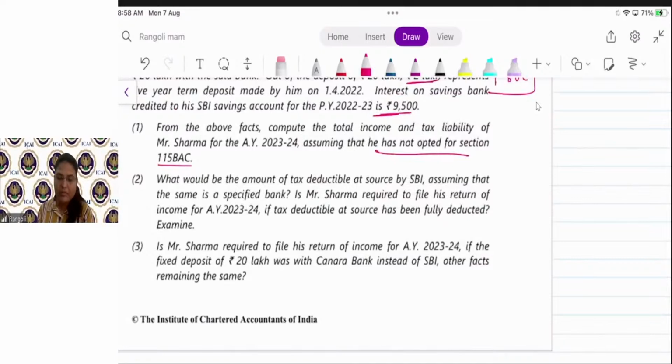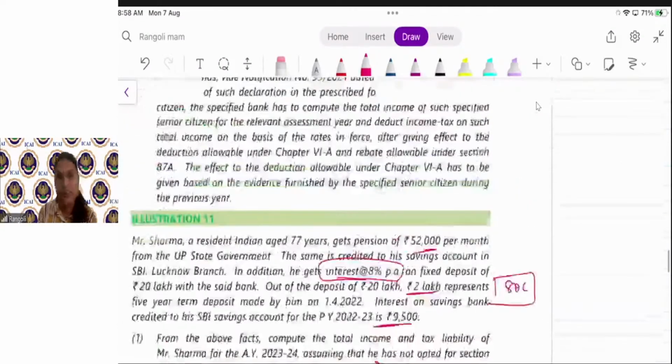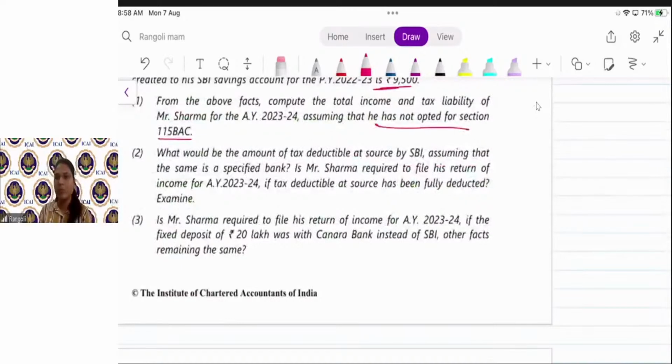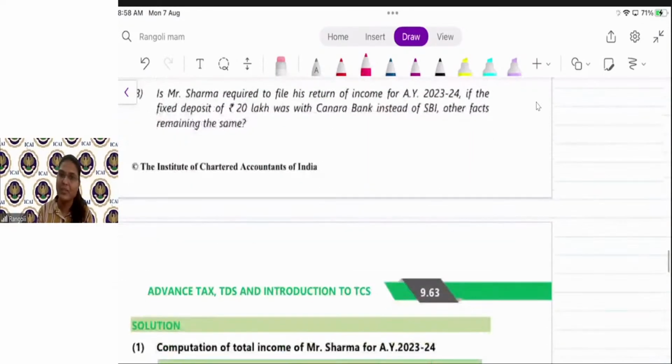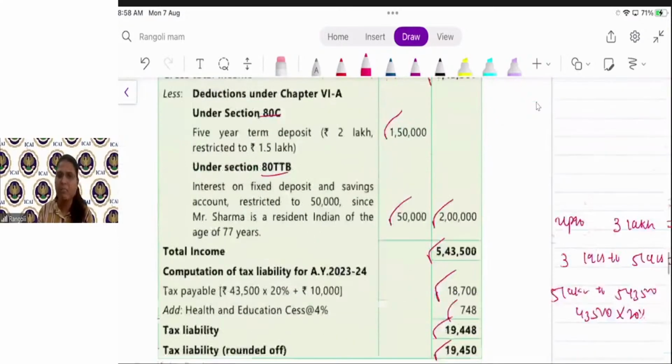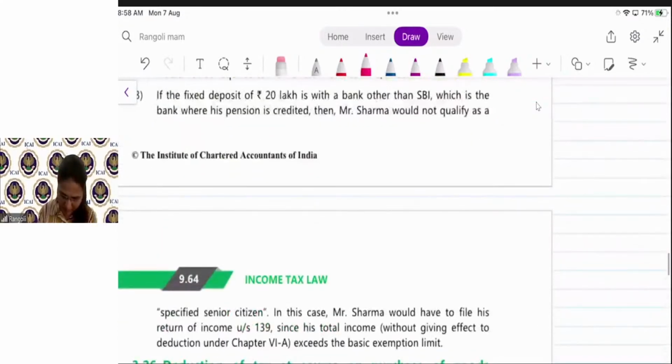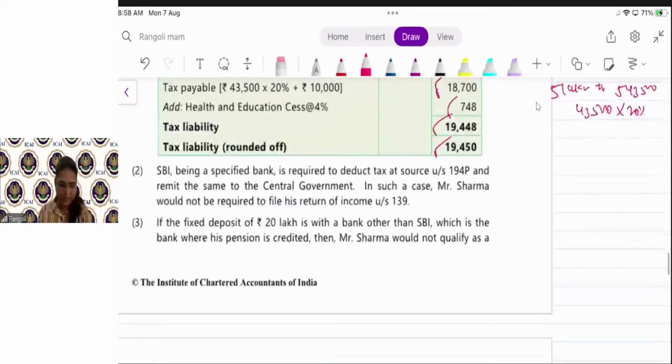what would be the amount of tax deductible at source by SBI, assuming that the same is a specified bank? Is Mr. Sharma required to file his return of income for assessment year 23-24 if tax deductible at source has been fully deducted? Examine. So he is a specified individual because his age is more than 75 years. Yes. He has only 2 incomes, that is pension and interest, and both are credited in the same bank account, right? So the bank deducts TDS under section 194P. What is the amount of TDS? That is 19,450. Okay.